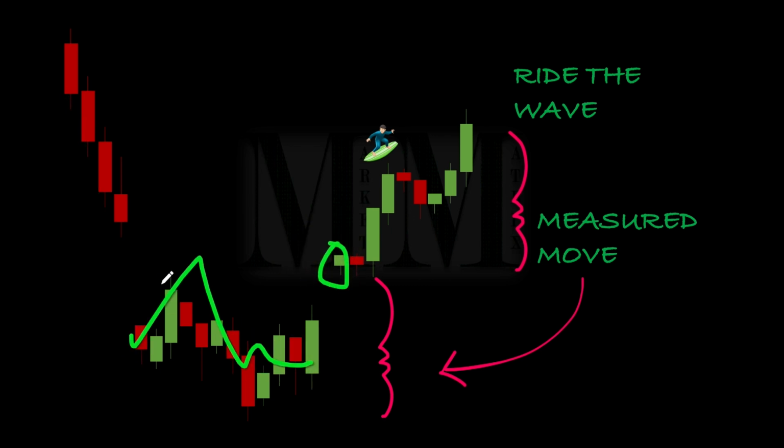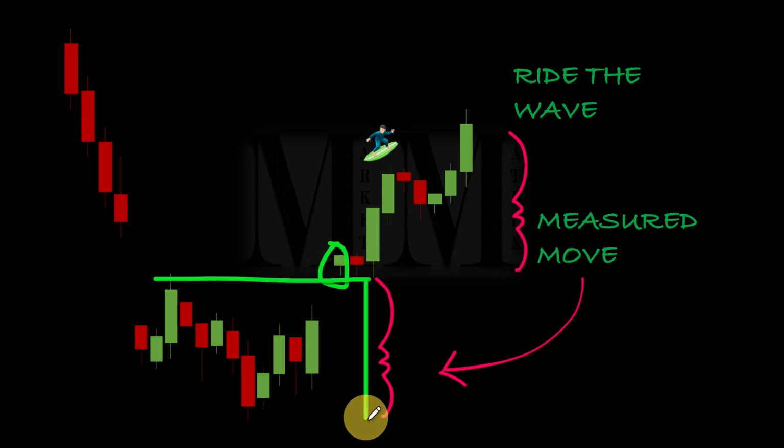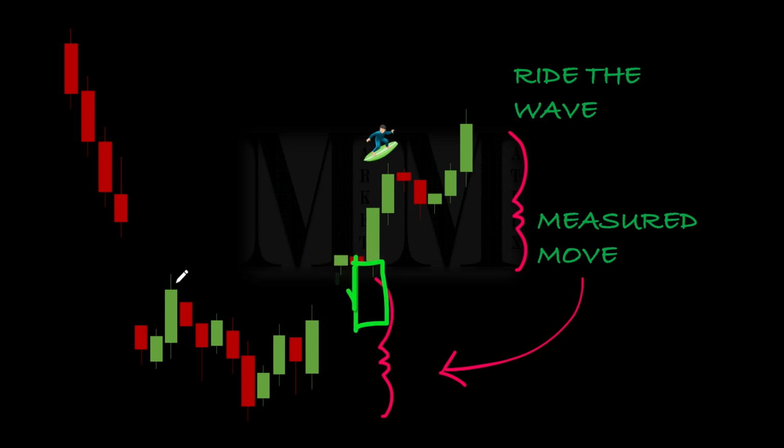Okay, at this point, we know this high over here. We measure this move. We get in the trade. If the trade goes against us, falls back below this high over here, we cut the trade. If not, and if it holds this high, the trade is still intact, and we ride this whole wave over here. And bada bing, bada boom.